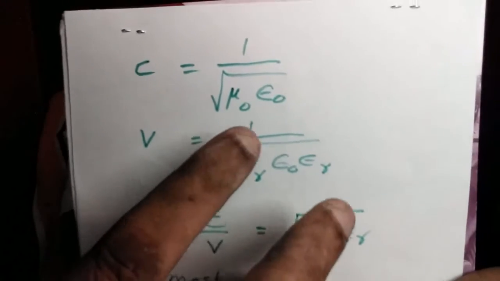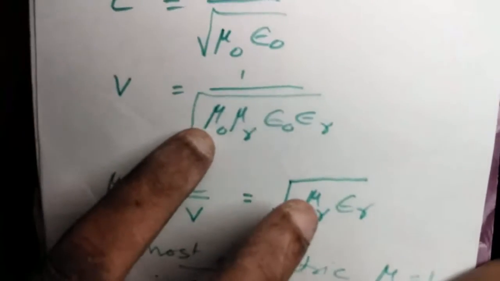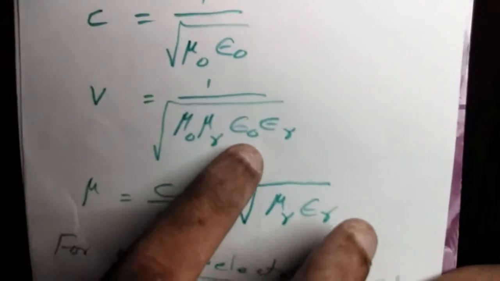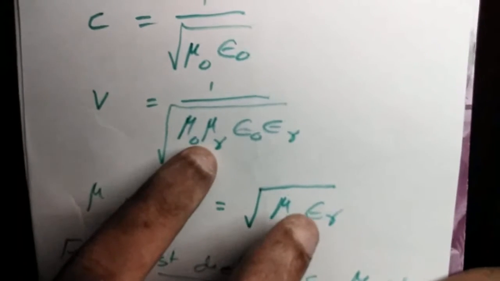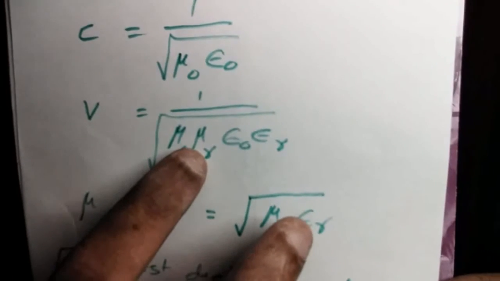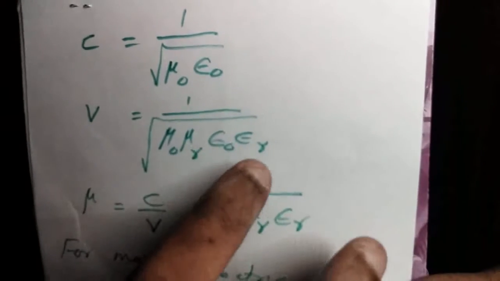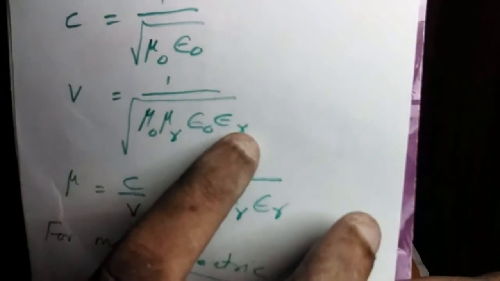V equals 1 by square root of, in the place of mu 0, you should write mu 0 mu r, and in the place of epsilon 0, you should write epsilon 0 epsilon r. The mu r is the relative permeability of the material, a magnetic constant of that material. Epsilon r is dielectric constant or relative permittivity of that material.